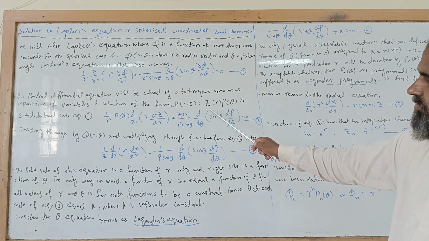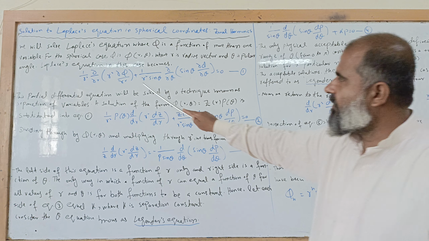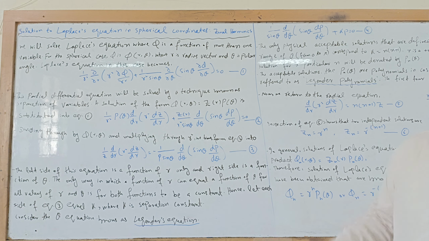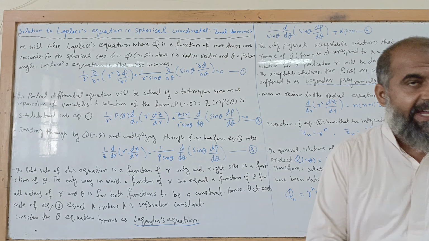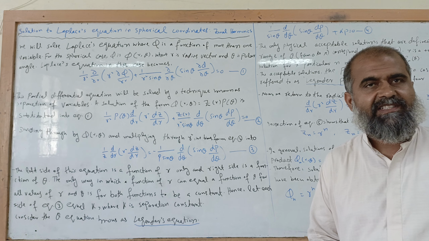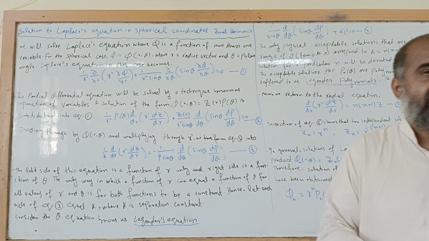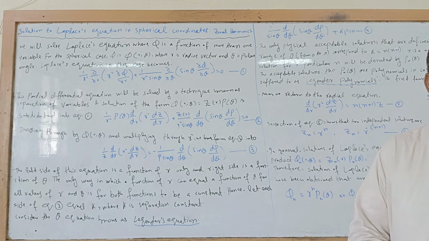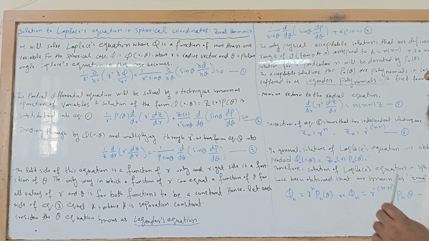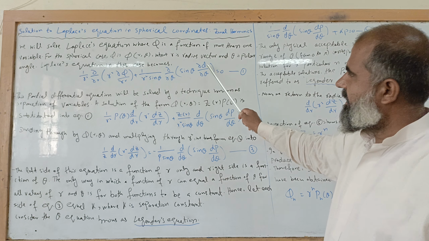So we will substitute this in equation number 1. Instead of phi, we will write Z multiplied by P. Phi is equal to Z multiplied by P. The first component Z is a function of the radial component r, and the second component P is a function of the polar angle theta. Okay, we will put it in equation number 1.